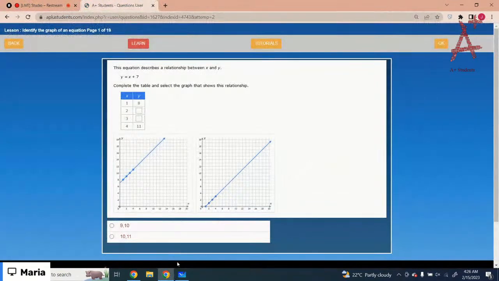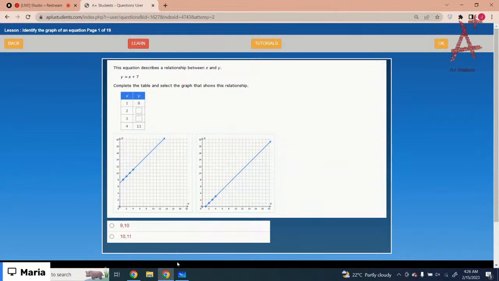Okay, the equation describes a relationship between x and y. Y equals x plus 7. That means for each value of x, you have to add 7. Got it? Okay, complete the table and then select the graph that shows the relationship.